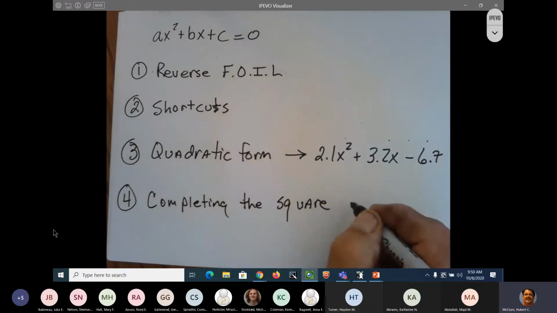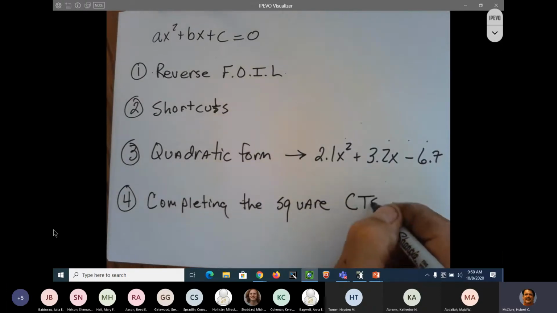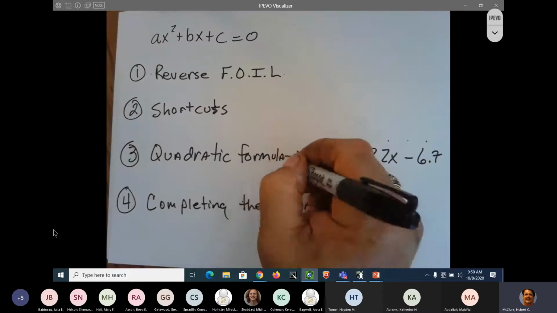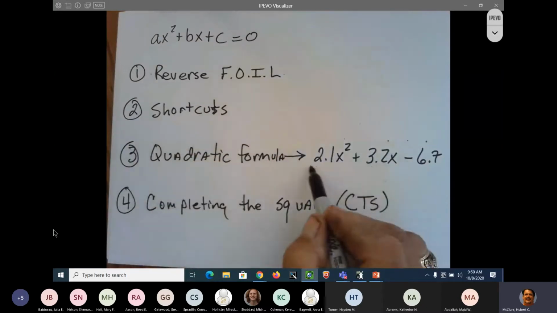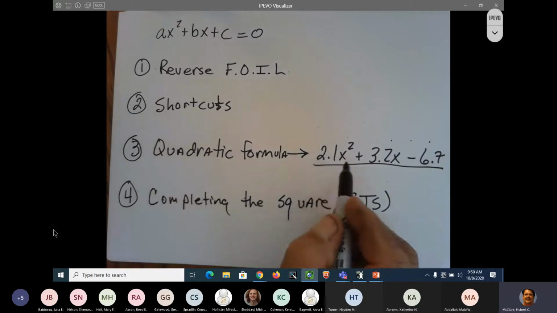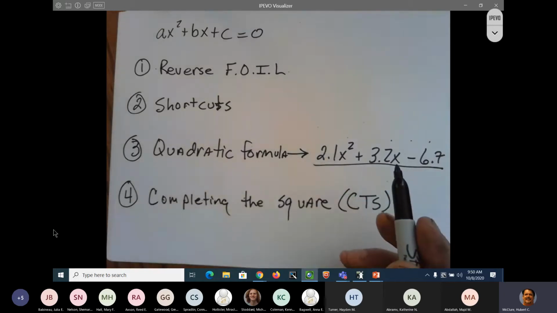Now, why do I tell people to learn completing the square? Because completing the square is the only one you don't have to utilize a calculator with. As far as the quadratic formula, you have to rely on the calculator. So that's why it's used when you have decimals, because nobody thinks in terms of decimals unless you're weird. So that's when you use the quadratic formula, because you have to use a calculator.